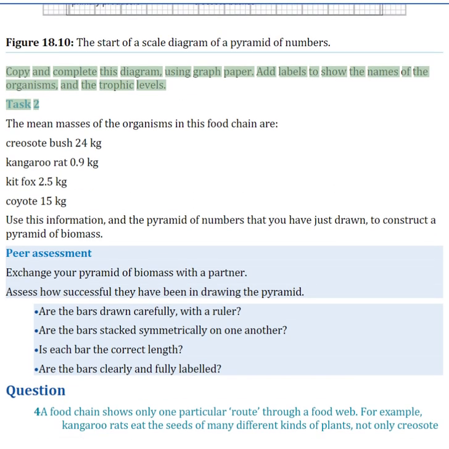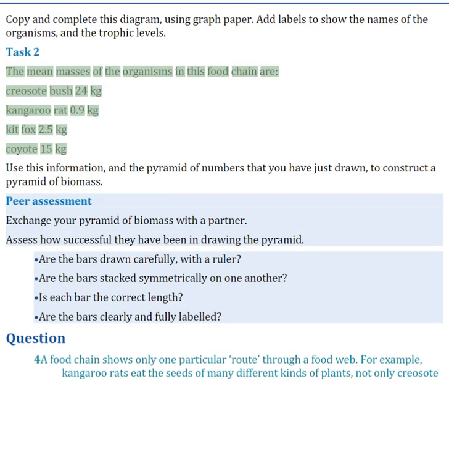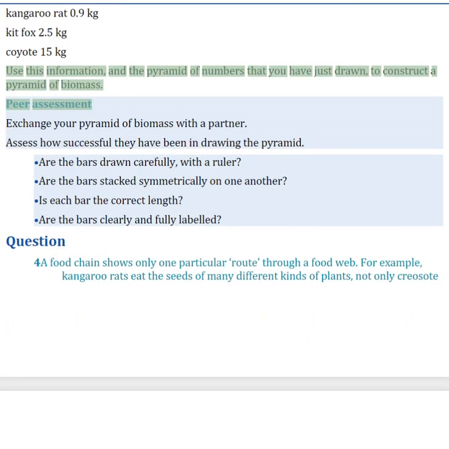Copy and complete this diagram using graph paper. Add labels to show the names of the organisms and the trophic levels. Task 2. The mean masses of the organisms in this food chain are creosote bush 24 kg, kangaroo rat 0.9 kg, kit fox 2.5 kg, coyote 15 kg. Use this information and the pyramid of numbers that you have just drawn to construct a pyramid of biomass.